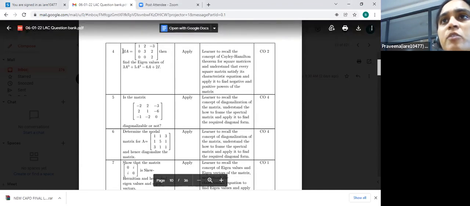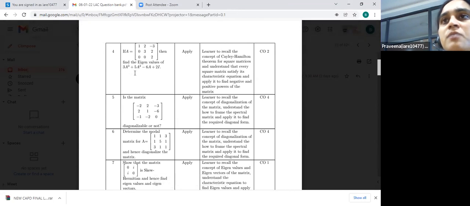Okay, then take one more question. If A is equal to 1, 2, minus 3, 0, 3, 2, 0, 0, 2, then find the eigenvalues of 3A cube plus 5A square minus 6A plus 2I. Is the last class over?